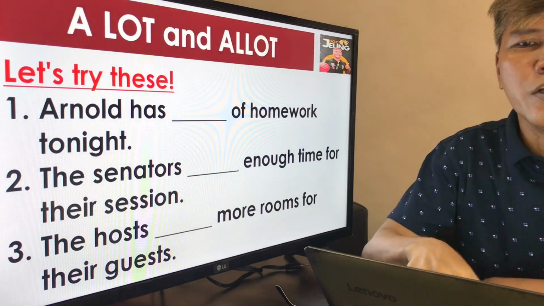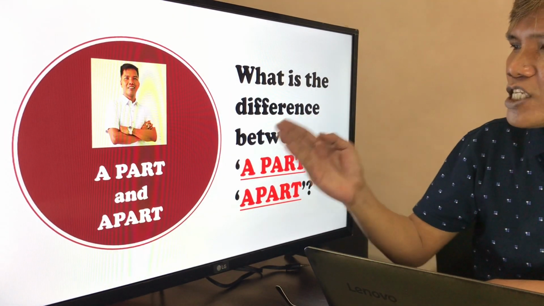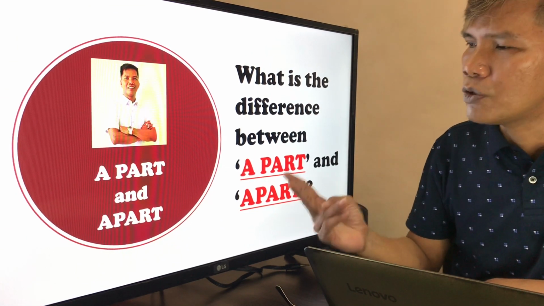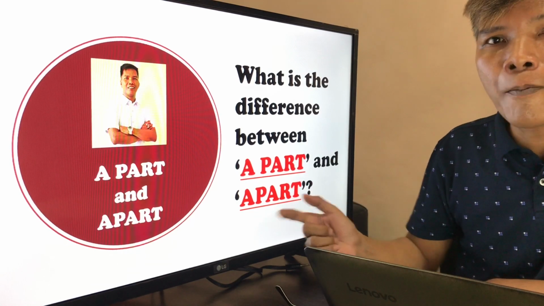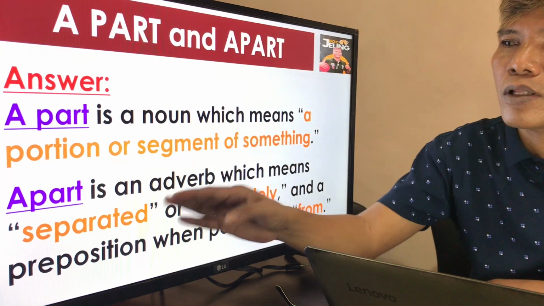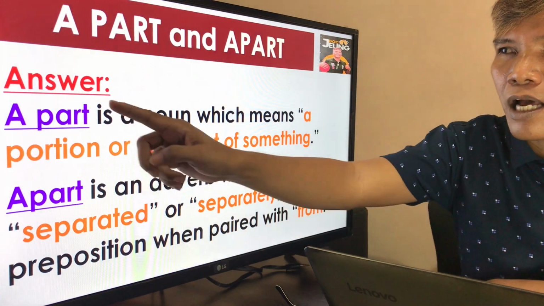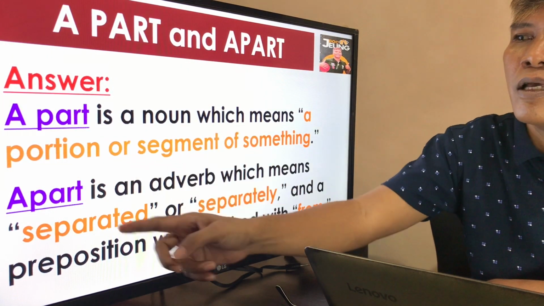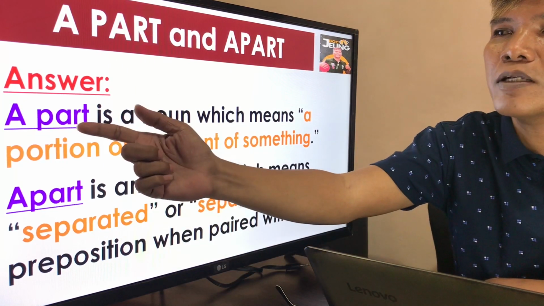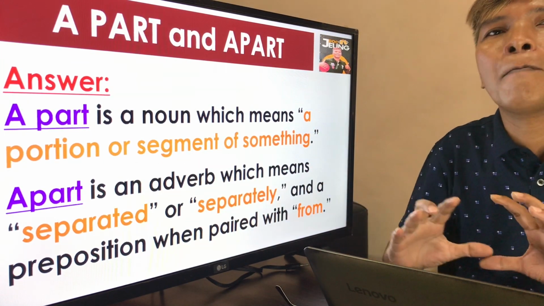Okay. Third pair. A part and apart. What is the difference between a part and apart? When do we use a part, two words, and apart, one word? A part is a noun. Apart is an adverb, or it can be a preposition. Again, a part is a noun, and apart is an adverb, or it can be a preposition. When we say a part, it is a portion or a segment of something, a part of a whole.